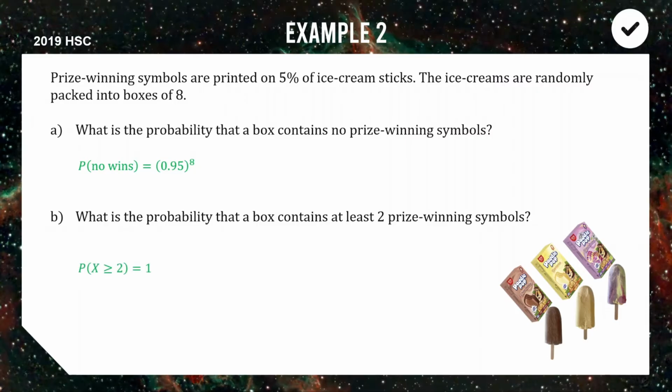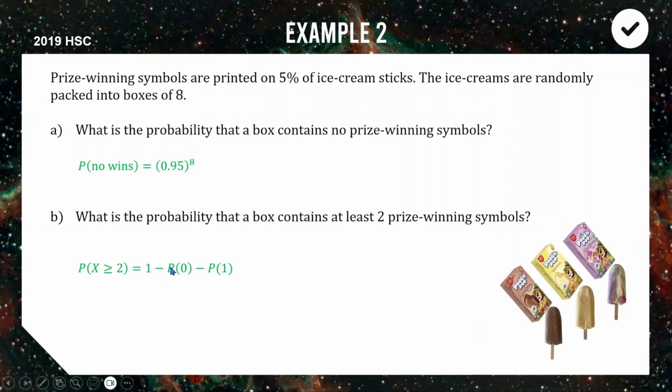All right, so the cool little shortcut we can use is to find the probability of x being greater than or equal to 2, x being the number of boxes with at least 2 prize-winning symbols. We can just do 100% and then take away the probability of no winning prizes and then take away the probability of 1 winning prize, leaving us with the rest of the sample space, which will be 2 or more. So you've got to work smarter, not harder on these examples.